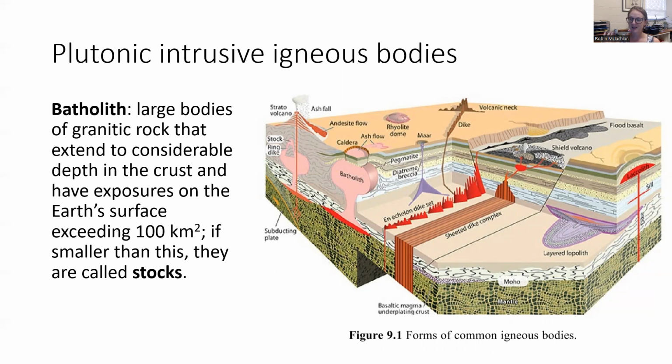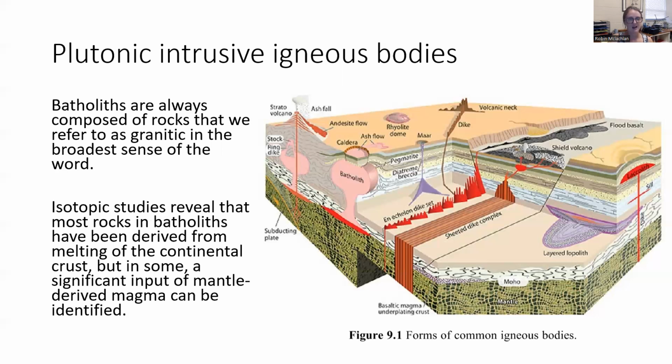So for example, Stone Mountain in Georgia is a pluton. You can think of it like a small batholith, whereas the Sierra Nevada mountains and much of California is a batholith, right? It's huge. So batholiths are always composed of rocks that we refer to as granitic in the broadest sense of the word, right? It's not always granite, but it is the more felsic crustal rock, so granitic. And isotopic studies have shown us that batholiths often derive by melting continental crust, right? Makes sense if they melt continental crust, that's why they form granitic batholiths. But some of them can be derived from deeper magma from the mantle.